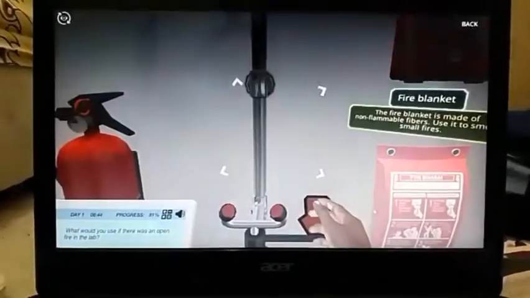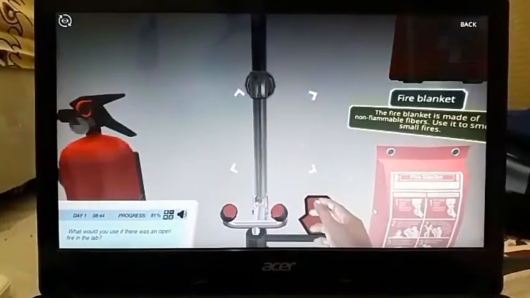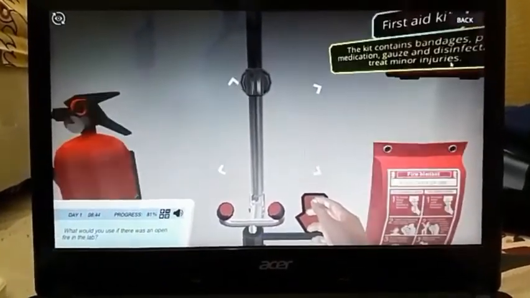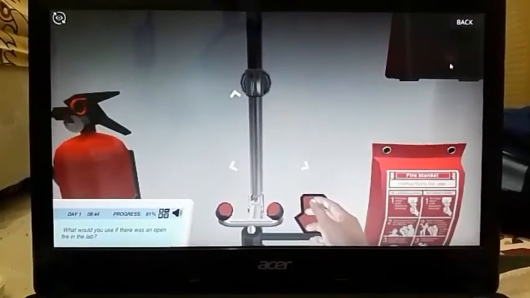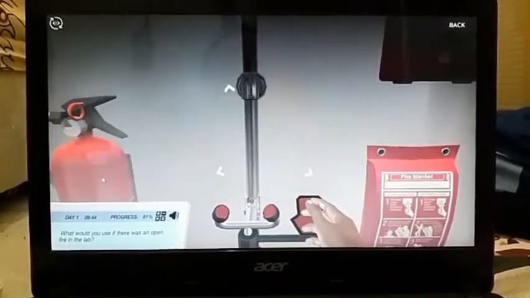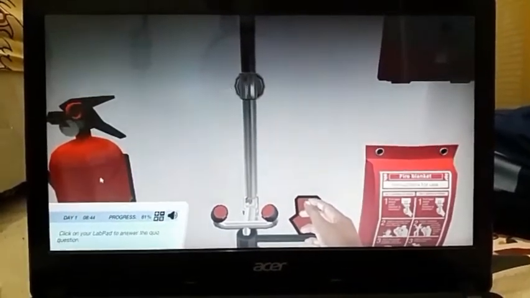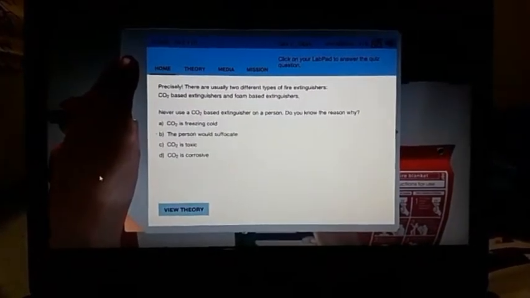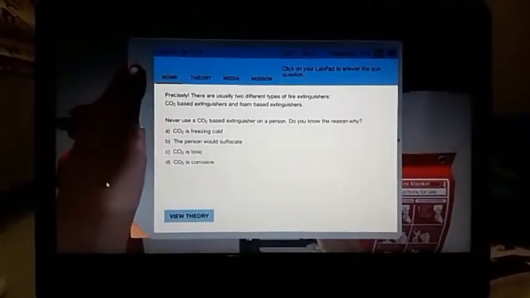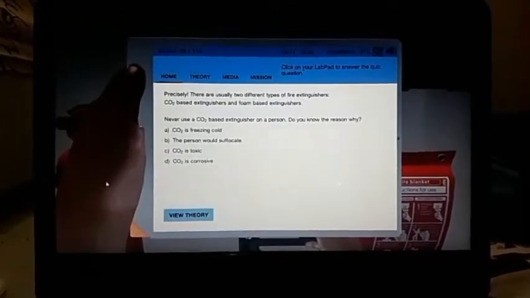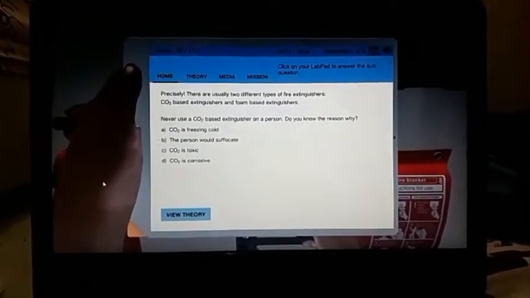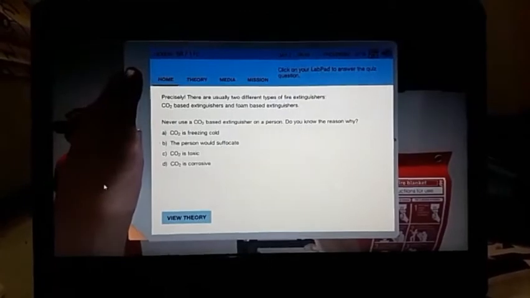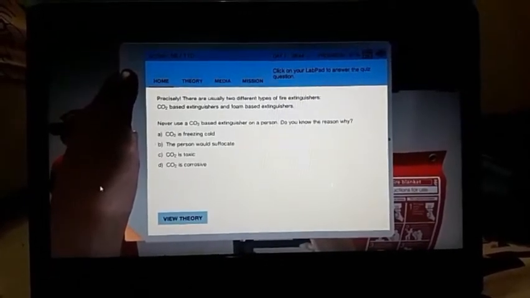What would you use if there was an open fire in the lab? Precisely. There are usually two different types of fire extinguishers: carbon dioxide-based extinguishers and foam-based extinguishers. Never use a carbon dioxide-based extinguisher on a person. Do you know the reason why?